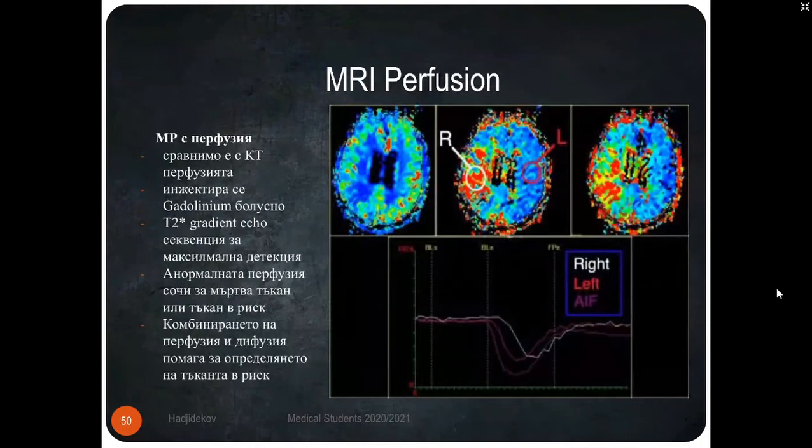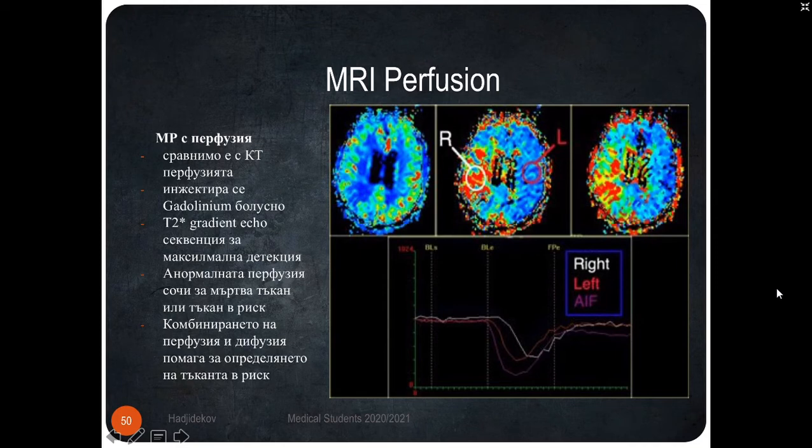And also MRI perfusion is a very modern technique from the last few years. With this perfusion sequence, we inject gadolinium contrast material, and we can observe the abnormal perfusion, which is indicative of dead tissue or tissue at risk. Sometimes we can combine both techniques. Those are advanced techniques, not conventional MRI, diffusion and perfusion, in order to better estimate the area which is affected.